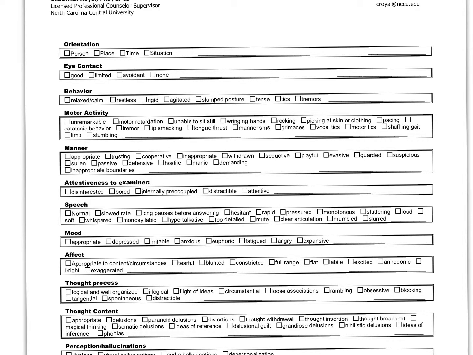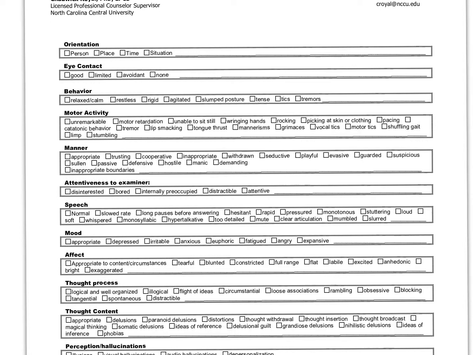What was their speech like? Normal? Was it slowed? Did they give long pauses before answering? Did they seem hesitant? Was the speech rapid? Was it pressured, monotonous, stuttering? Were they loud, soft, whispered, monosyllabic, hyper-talkative, perhaps too detailed, mute, clear articulation, mumbled, slurred. Again, can be symptomatic of a diagnosis or could just be information for information's sake.